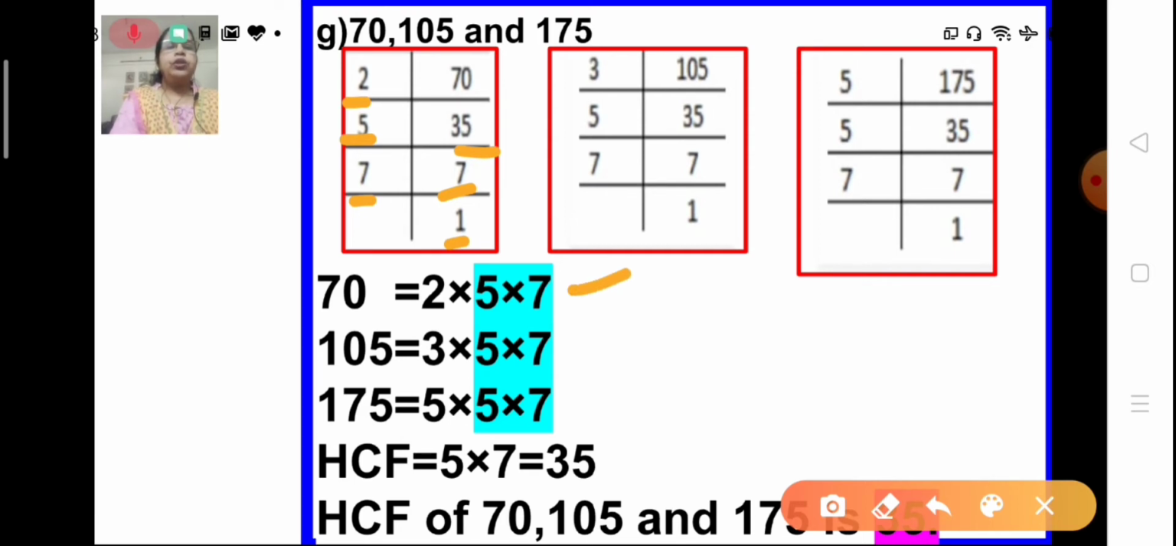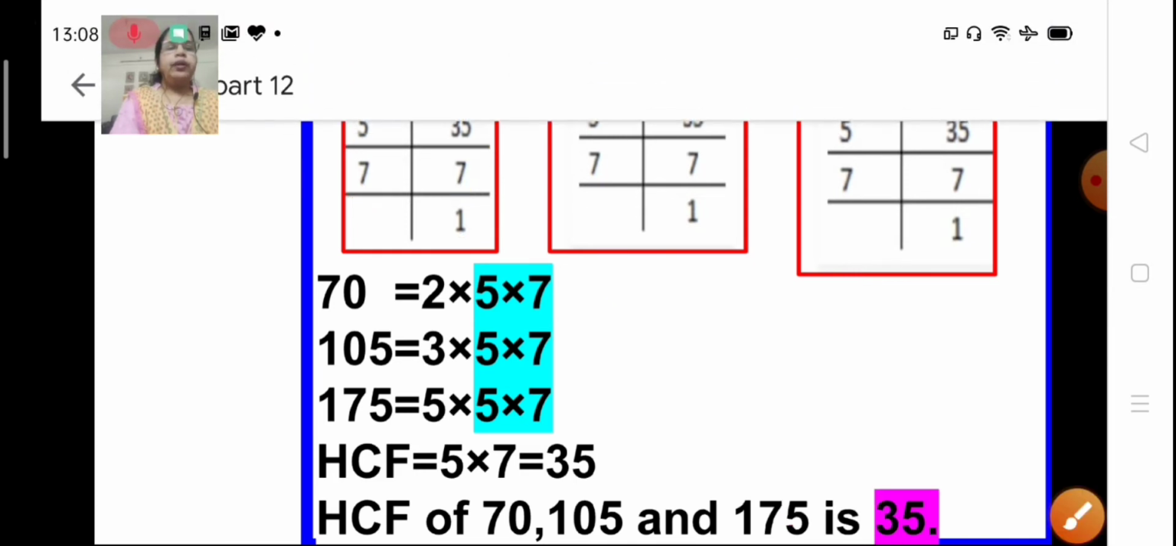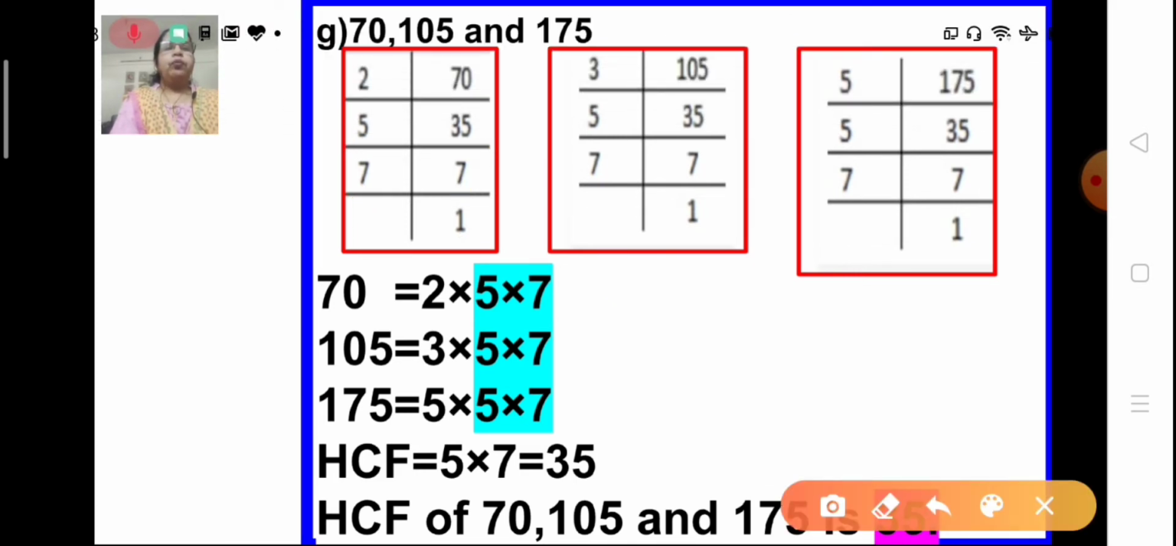And let's do the prime factorization of 105. 105 can be divided by 3. 3 3s are 9, 3 5s are 15. So 35 we get. And 35 can be divided by 5, the next prime number. 5 7s are 35. And 7 is a prime number, it is divisible by itself, 7 1s are 7. So what is the prime factorization of 105? It is 3 into 5 into 7.